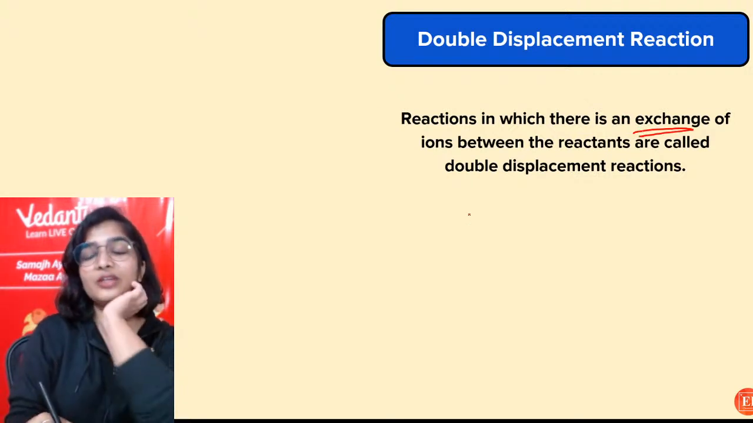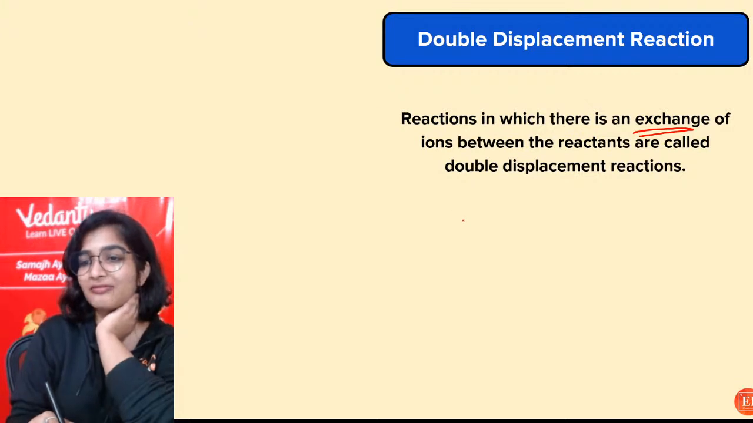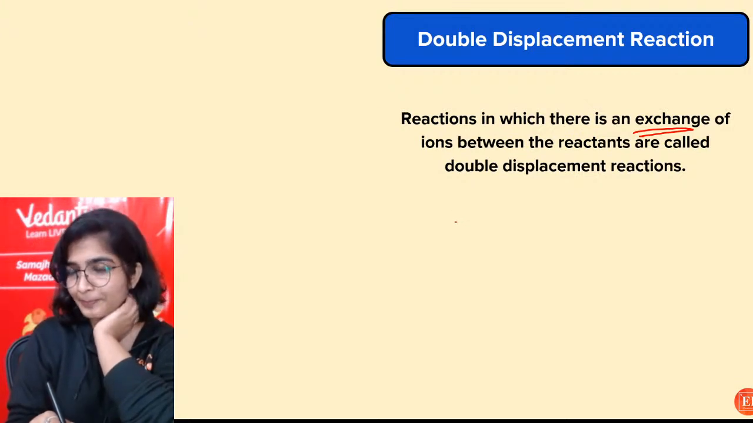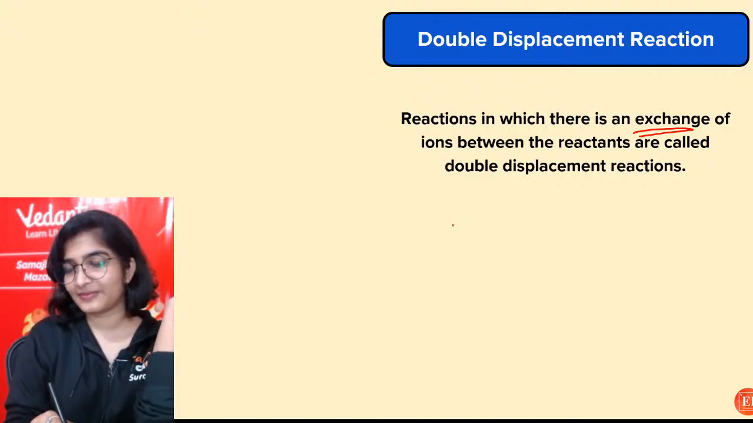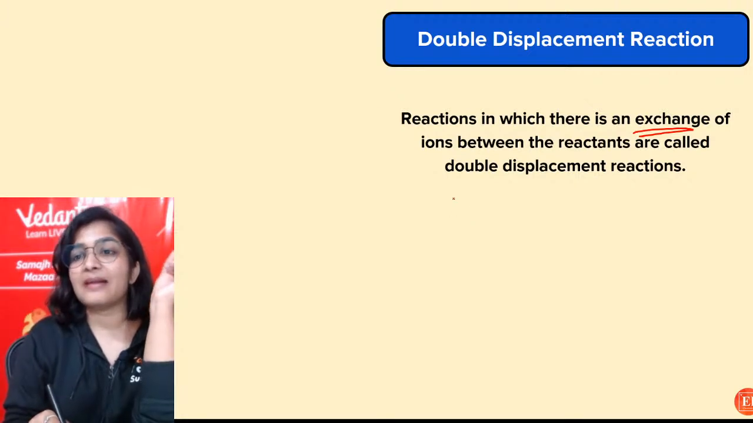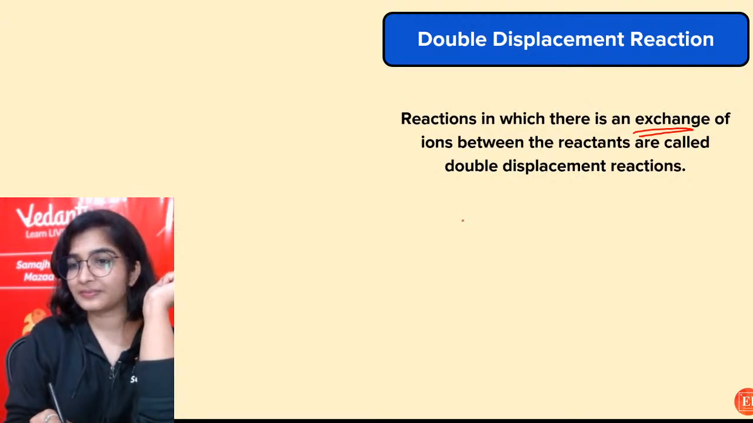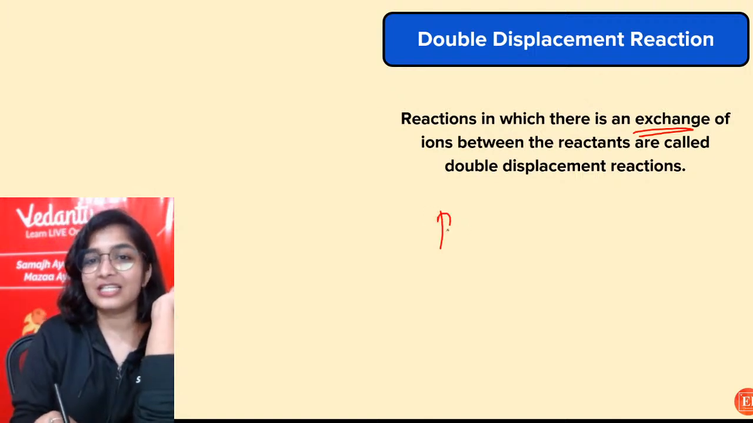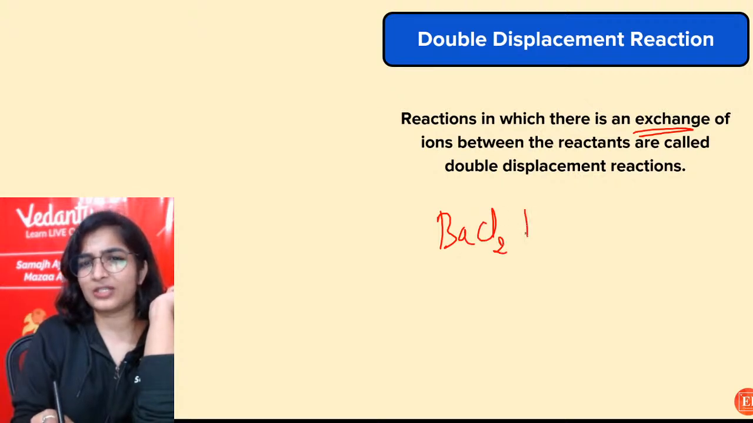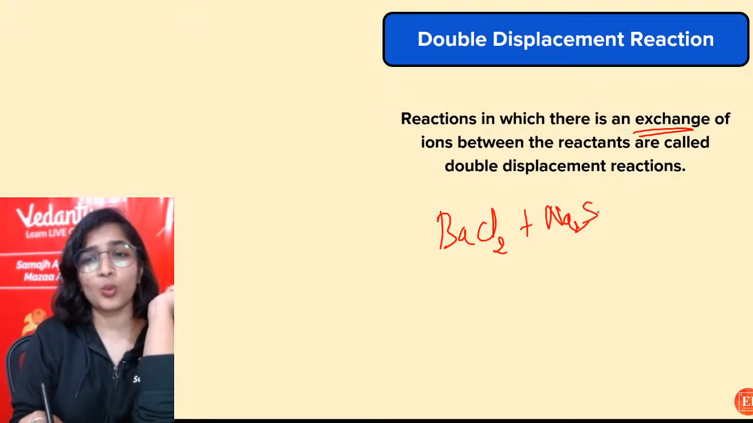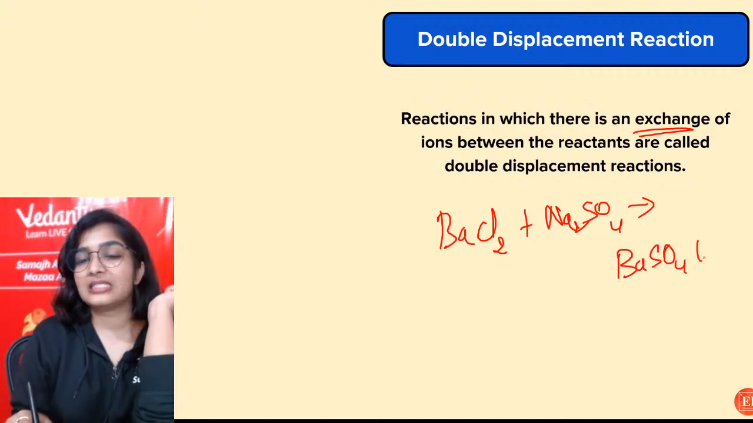So for example, can you give me an example of double displacement? Fast, let's see. Come on, an example for double displacement. Okay, Parth. BaCl2 plus Na2SO4. Very good. So I'll get BaSO4 plus NaCl.